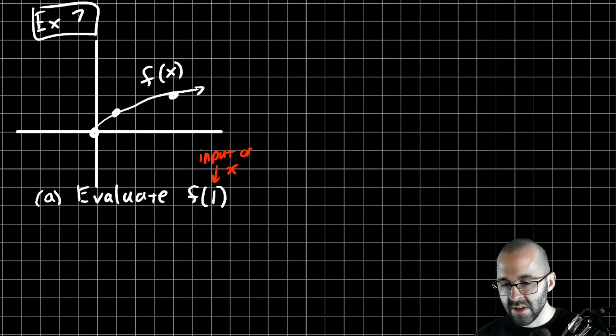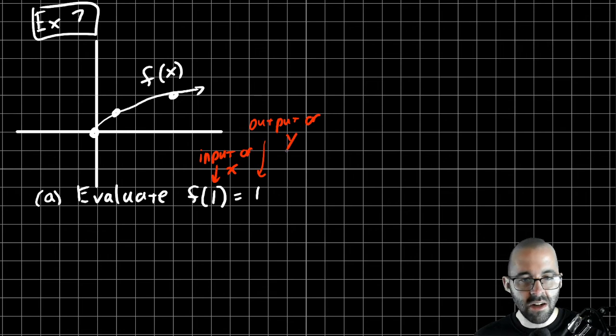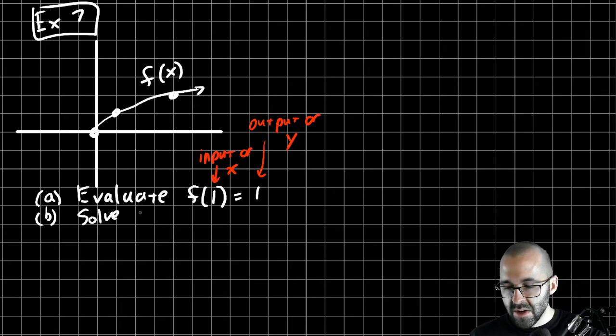Okay? So that's kind of our answer. And our input is 1. Our output, in this case, is also 1. Similarly, you could write f of 4 equals positive 2. Similar with the last video as well. What about solve for f of x equals 2?